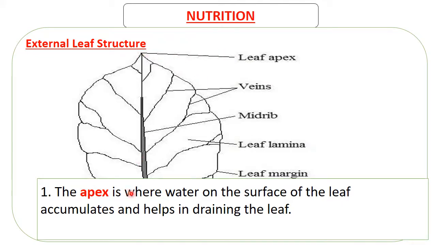So the apex is where water on the surface of the leaf accumulates and helps in draining the leaf. So if there is water here, maybe after raining, the water is going to go down to the apex and it will accumulate, then it will drop. So the apex is where water on the surface of the leaf accumulates and helps in draining the leaf.